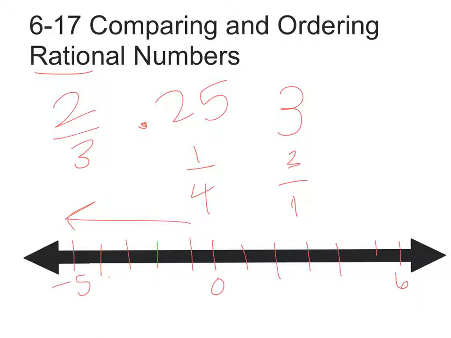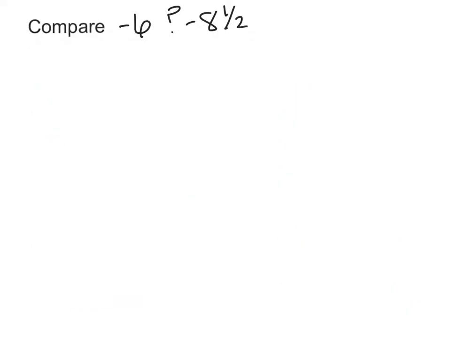Okay, let's get to the good stuff. Let's compare -6 to -8 1/2. Remember, these are both rational numbers because they can both be put into ratios. -6 is the same as -6/1, and 8 1/2 we can turn into a ratio by turning it into an improper fraction. So 2 times 8 is 16 plus 1, right? And these are our ratios.